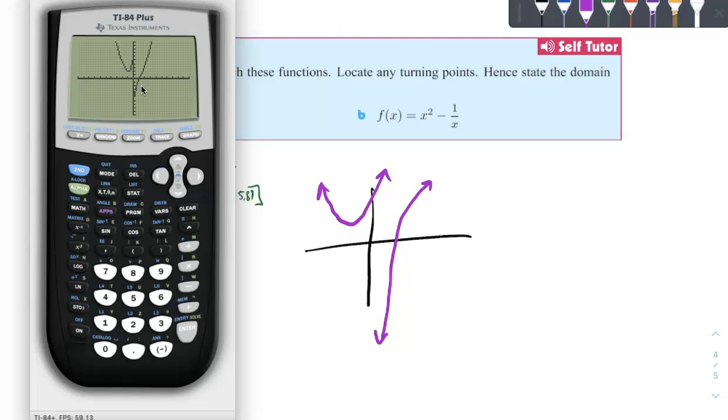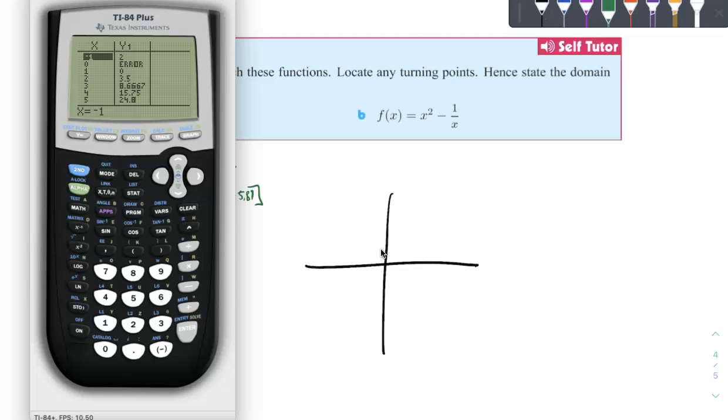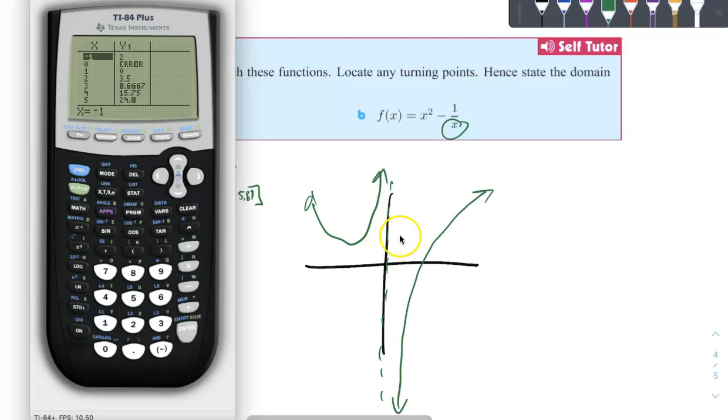Like that. So my domain, there might be an issue here at 0. I'm not sure. Let's look at the table. And yes, look at 0, there's no value. Right, so at 0 there's an error. So there's like an asymptote. My graph's not perfect. Let me erase a little bit. So it looks like what the graph's actually doing is this. And it makes sense. There's an asymptote at 0 because of that right there. And it's doing this.